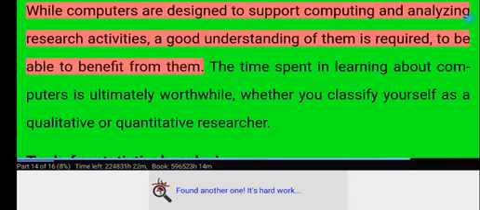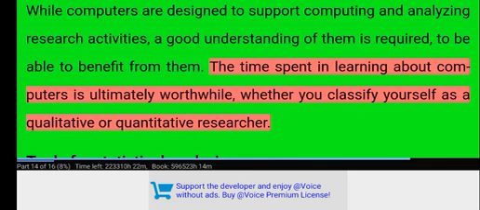They are designed to perform extremely complicated procedures, which otherwise could be very time-consuming, in an extremely short time. While computers are designed to support computing and analyzing research activities, a good understanding of them is required to be able to benefit from them. The time spent in learning about computers is ultimately worthwhile, whether you classify yourself as a qualitative or quantitative researcher.